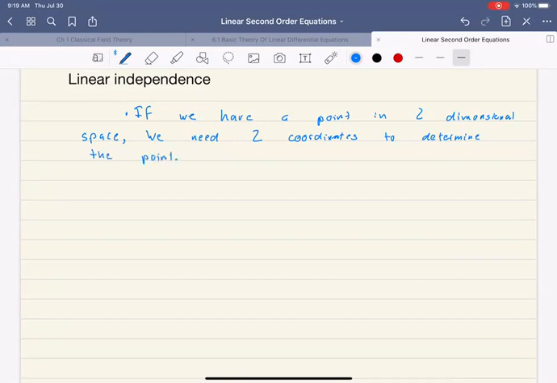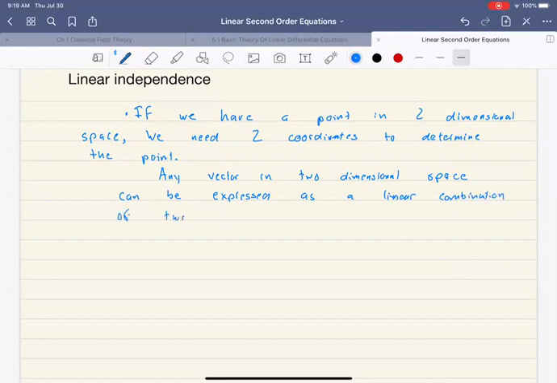Okay, actually, more generally, any vector in two-dimensional space can be expressed as a linear combination of two vectors that are what we call now linearly independent. Okay, that's the term that we're going to look to define here.